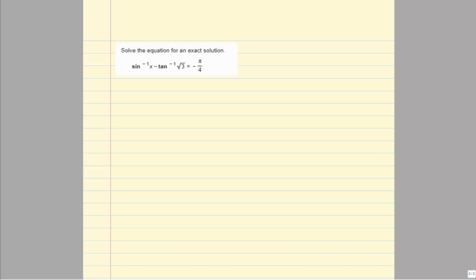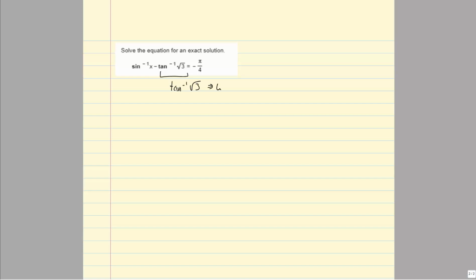So this equation, we have two inverse trig functions as well, inverse sine and inverse tangent, but in the other one, I had a variable inside the inverses. So this one's a little bit different because the inverse tangent of root 3 I can actually solve for. So let's go ahead and look at this inverse tangent of root 3.